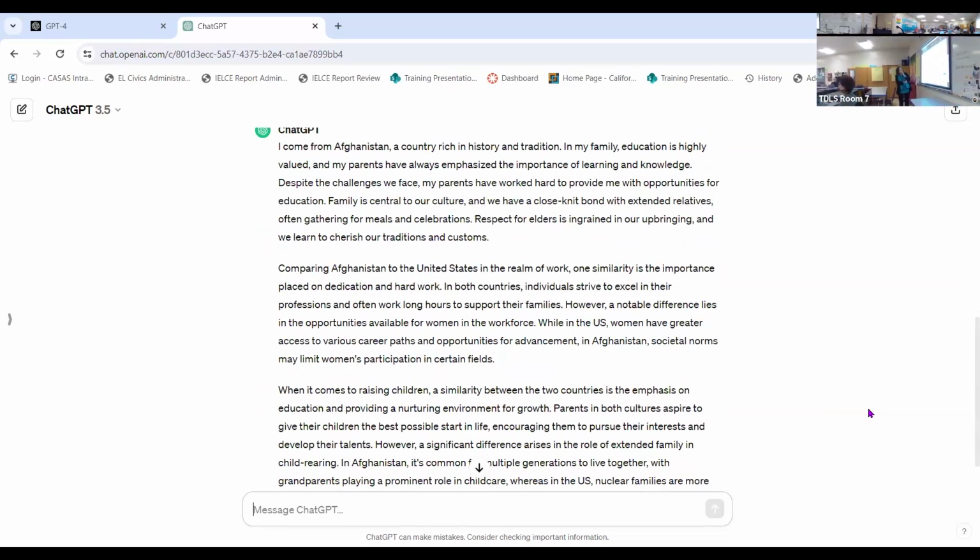Despite the challenges we face, my parents have worked hard to provide me with opportunities for education. It really didn't address that. It does discuss down here that societal norms may limit a woman's participation in certain fields, including education. Okay, so we're getting at it.